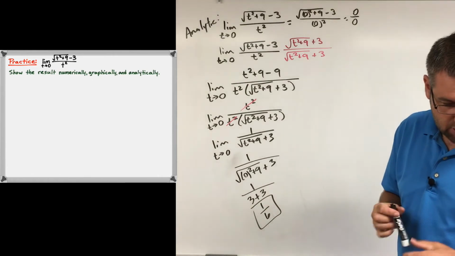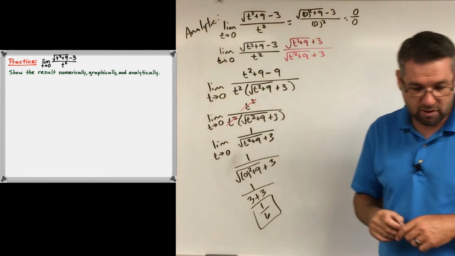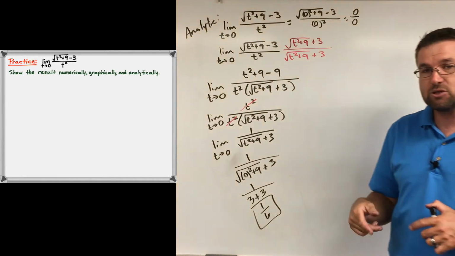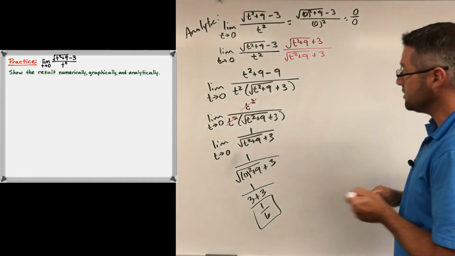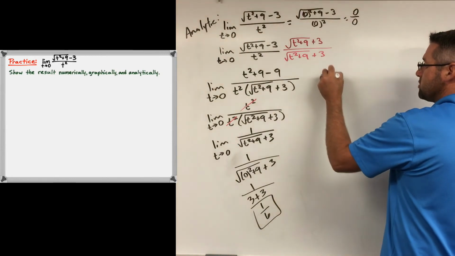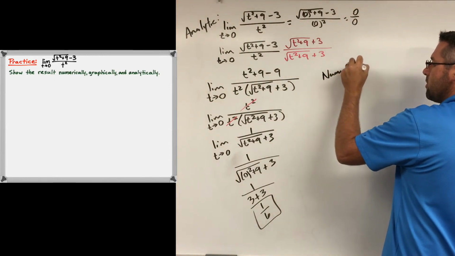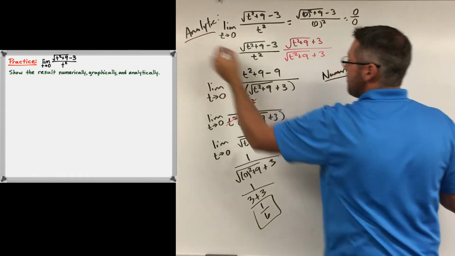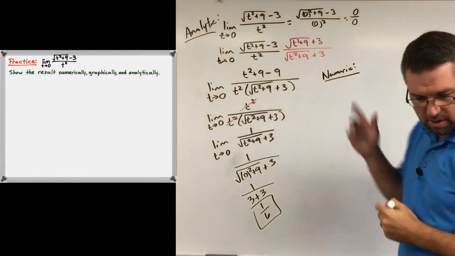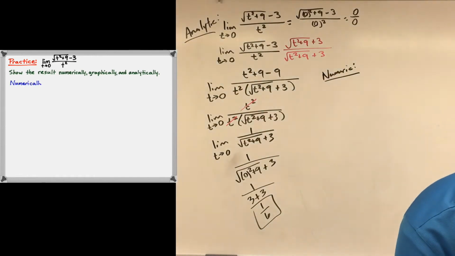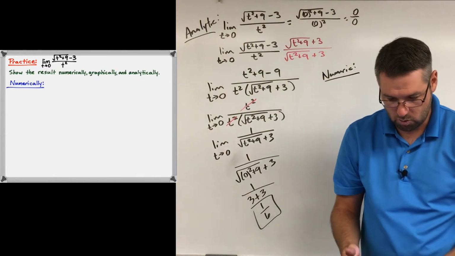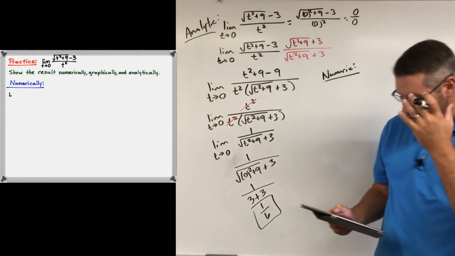Now, it did ask us to show the result numerically and graphically as well. Numerically means create tables. So let's go ahead and do the numeric approach. The numeric approach, we're going to create tables. Now, I'm not going to write that all out. I think I have the numeric approach here, so we're just going to work with that. Numerically means to create tables.